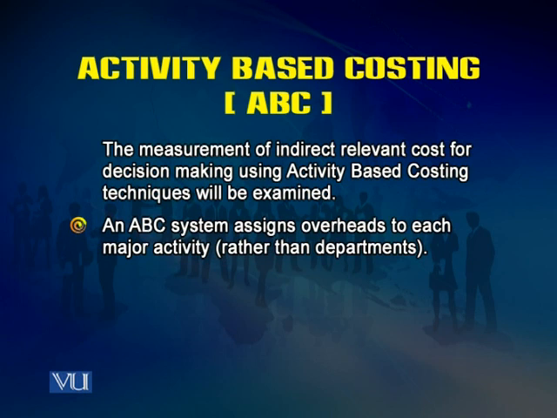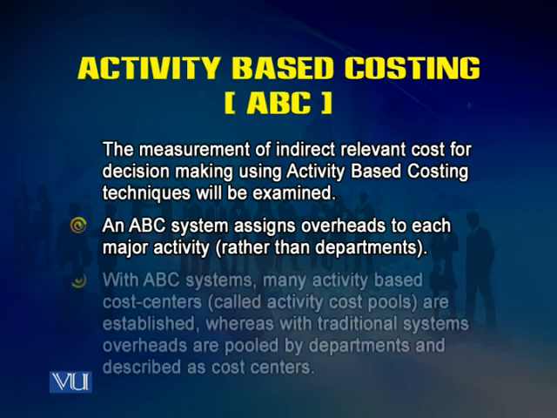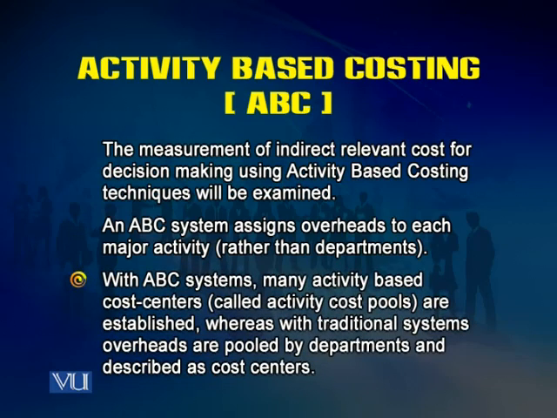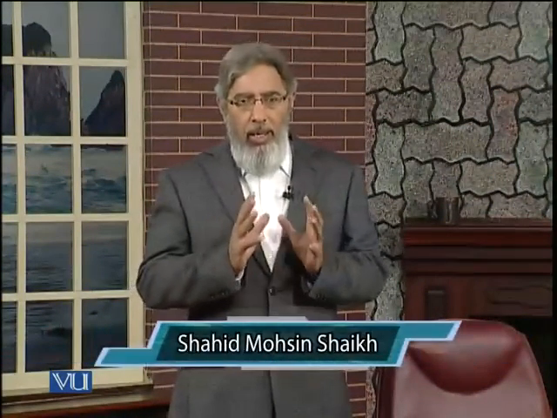An ABC system assigns overheads to each major activity rather than department. Normally, in the traditional system, costs are allocated to departments or cost centers. In this case, the costs will be assigned to each major activity. With ABC systems, many activity-based cost centers called activity cost pools are established, whereas with traditional systems, overheads are pooled by departments and described as cost centers. This system is going to divide the organization into activities, and it will accumulate the cost of each activity, and then the activity cost will be transferred to the product. This is the difference, and this is what the activity-based costing system is all about.